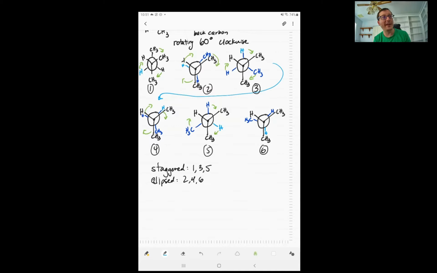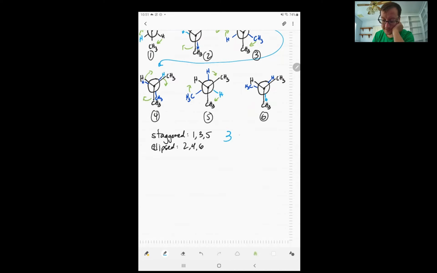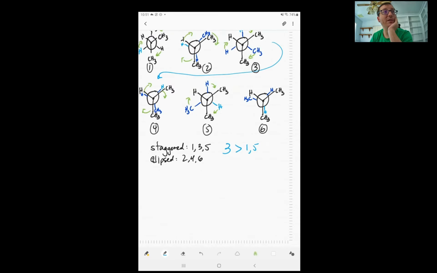So anyway, 1 and 5 basically have one methyl-methyl interaction, and the rest are just hydrogen-methyl. If you look at number 3, though, the other staggered one, we have 2 methyl-methyl interactions. Do we kind of see that? Yeah, we got 2 of those there. So that's going to be a little problematic, right? We're going to say number 3 has higher energy than 1 or 5. 1 or 5 are essentially the same, so they have equal energy. If we draw a graph for this, number 3 will be a little bit higher because it's got 2 methyl-methyl interactions.